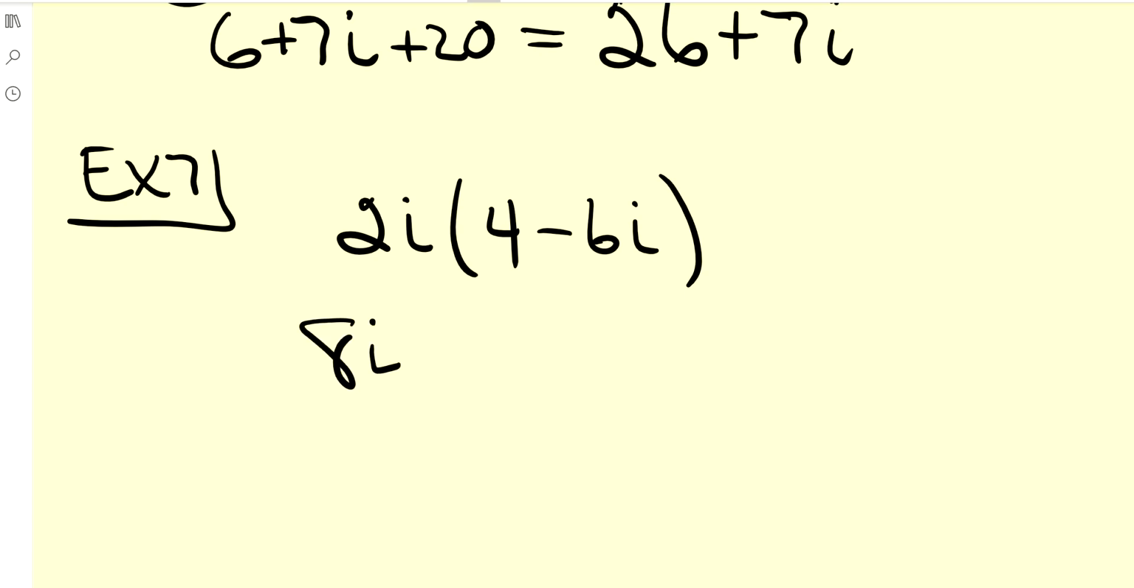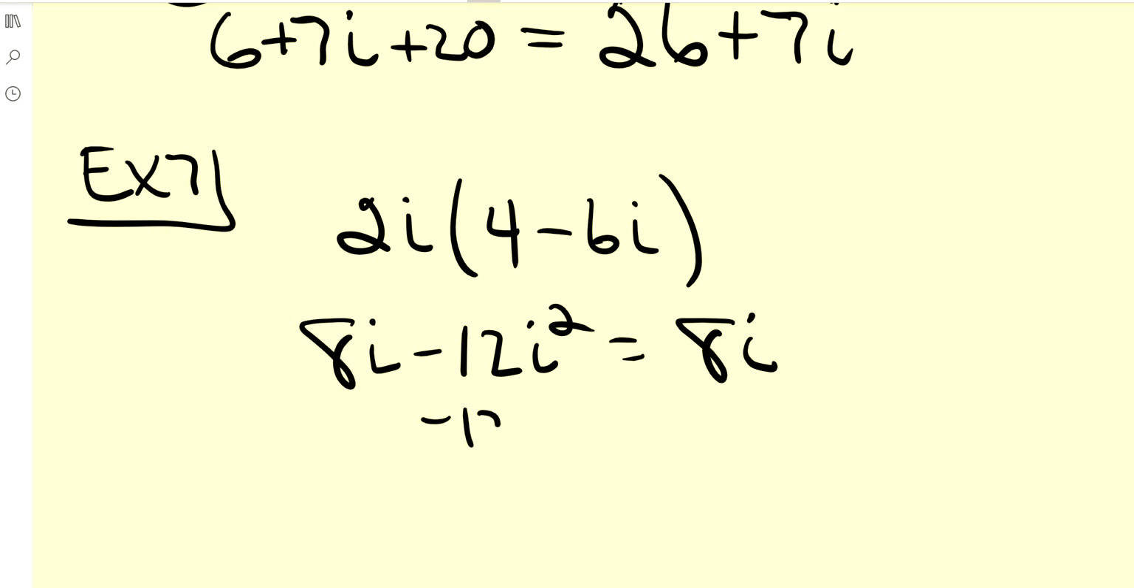2i times -6i is -12i squared. And i squared is -1, so how is this going to change? I'll write it this way first: 8i and then -12 times -1, because i squared is -1. So this will be positive 12.